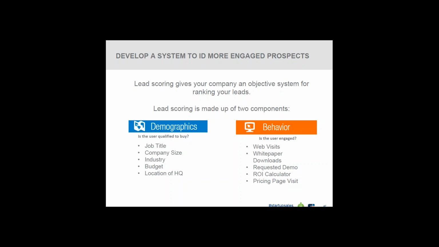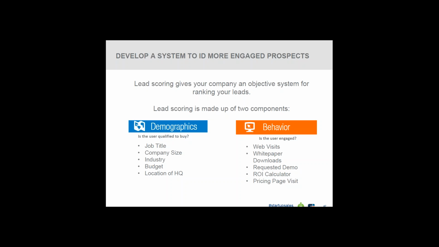You have your demographic layer, and this is very comfortable for marketers. We play very heavily, and have for many years, in the demographic area. Things like, where are they located? How big is the company? What is the person's title? What's the budget? That's very comfortable. We have that data. We can append that data. It's easy to get to, and we can start to understand who our prospects are.